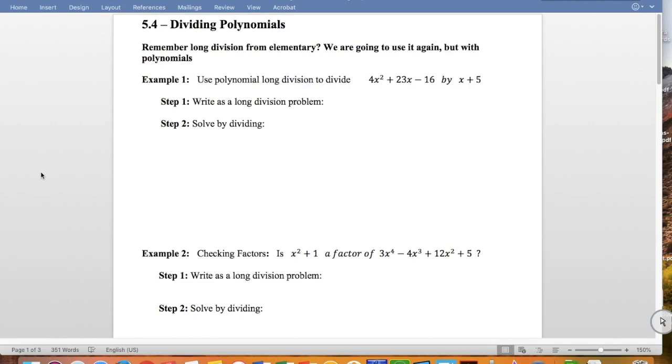We're going to be learning in 5-4 how to divide polynomials. So remember long division from elementary? I'm hoping that you do, because we are going to use it again, but this time with polynomials instead.